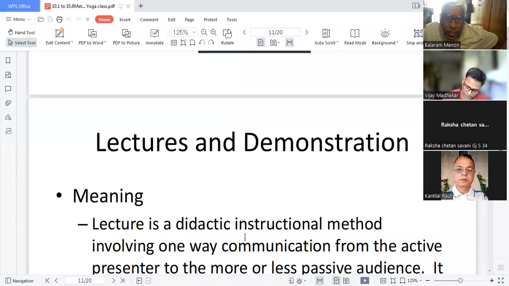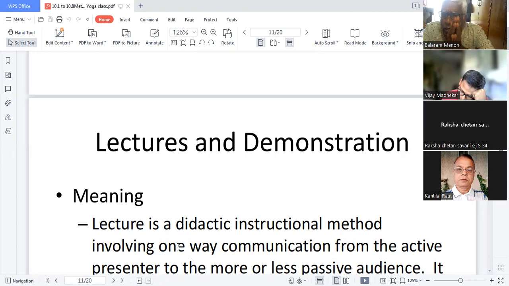So lecture is a dated instruction. The meaning of the lecture is as well. The presenter, the one who gives the lecture, is the lecturer, and the one who listens is the passive audience. That means their knowledge is to a limited extent, whereas the knowledge of the presenter is at a higher level. This is a general definition of lecture.